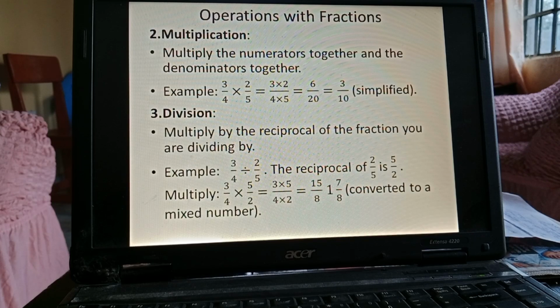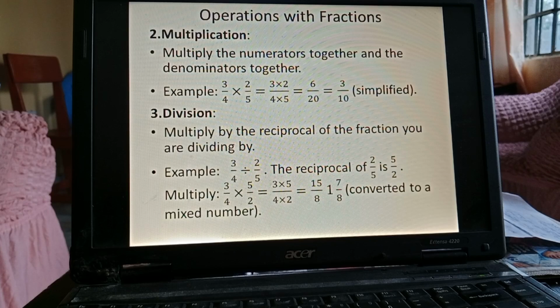Division. Multiply by the reciprocal of the fraction you are dividing by. So you change the sign of division to multiplication, but then the fraction will be changed to the reciprocal of that fraction.